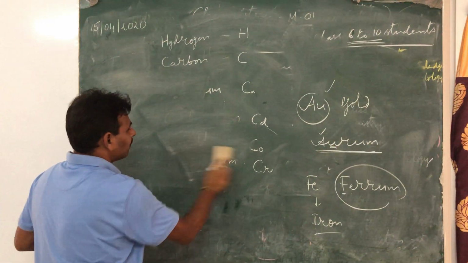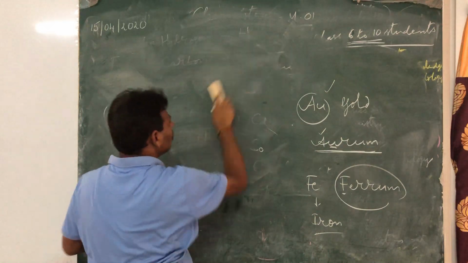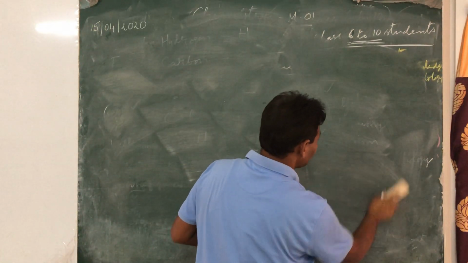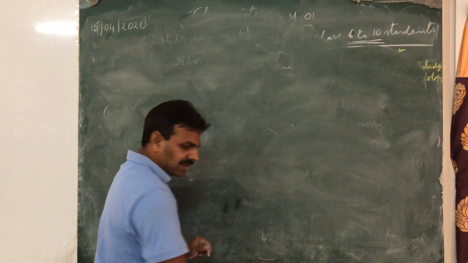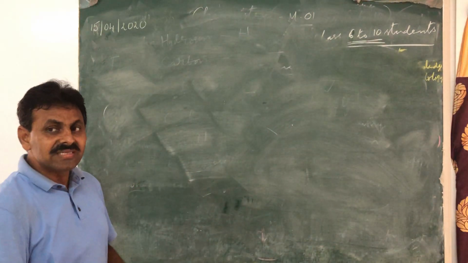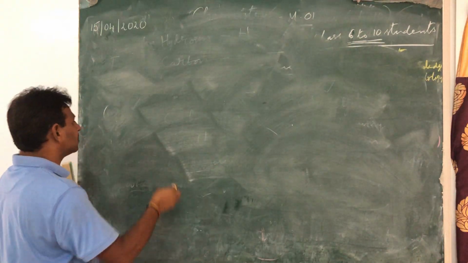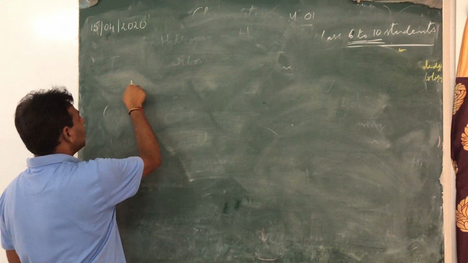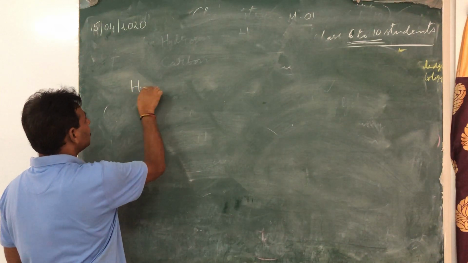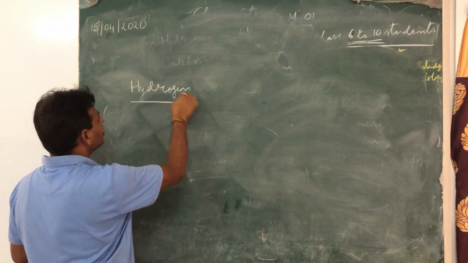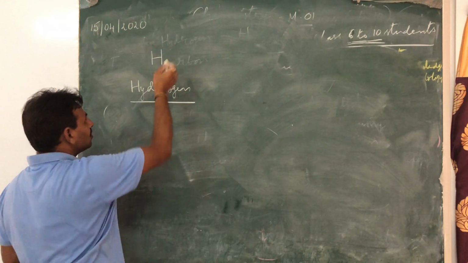So children, as we all know, there are 118 elements. Now every element has similar type of atoms. Every element has similar type of atoms. So an element named hydrogen. So hydrogen consists of which atoms? Hydrogen atoms. What is the symbol of hydrogen? H.